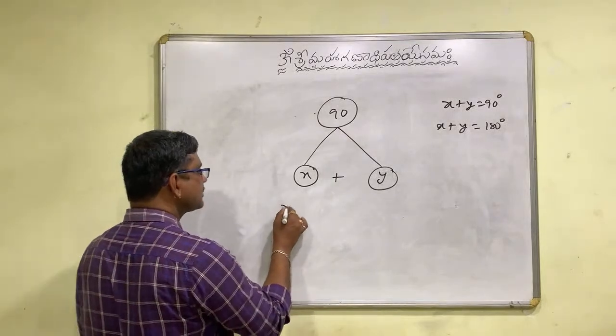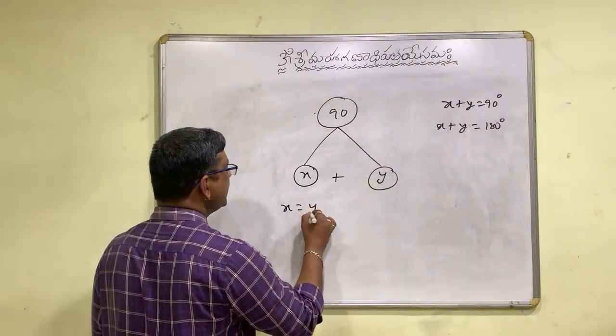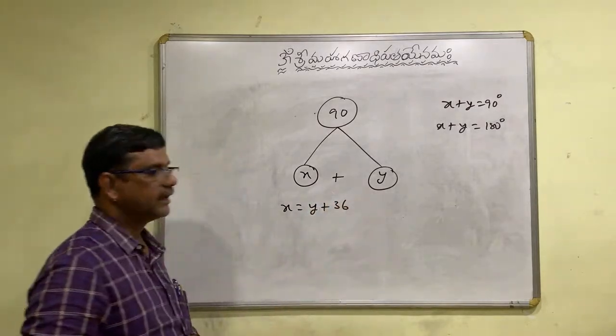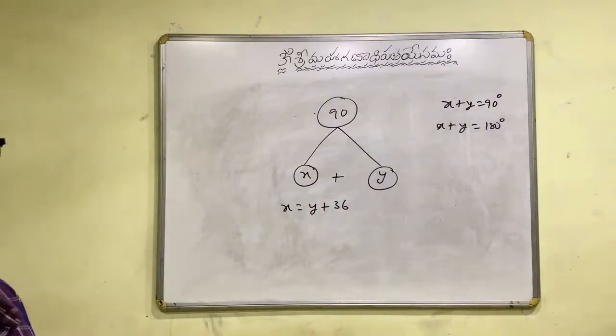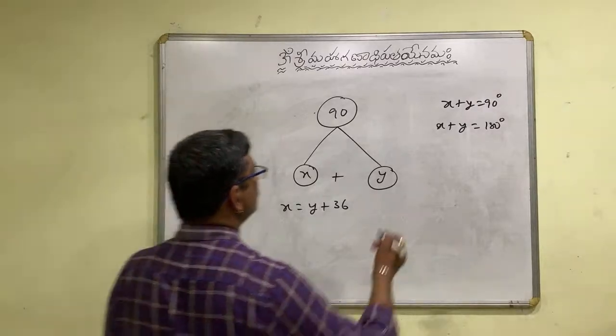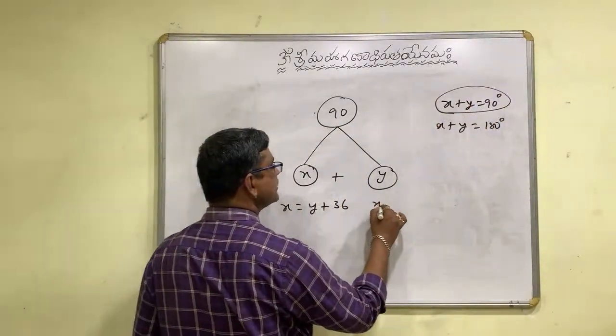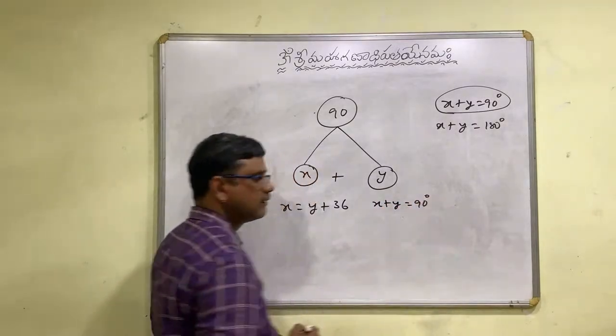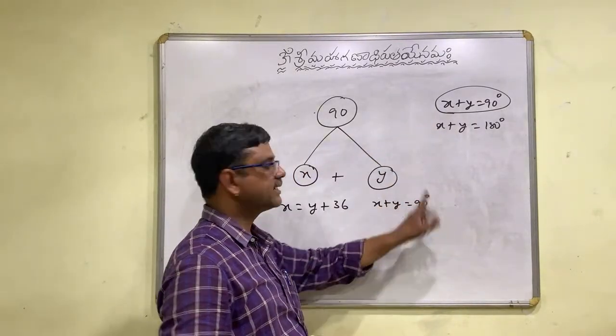That means x is equal to y plus 36. We took x's complement as y. What did they give? One of the complementary angles is 36 more than its complement, so x is equal to y plus 36. Okay? Right. Now what do we know? Because they are complementary angles, x plus y is equal to 90.